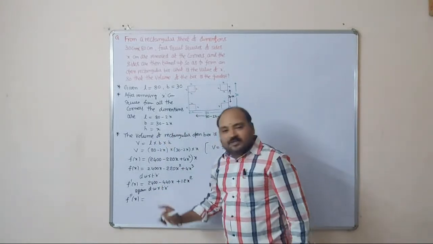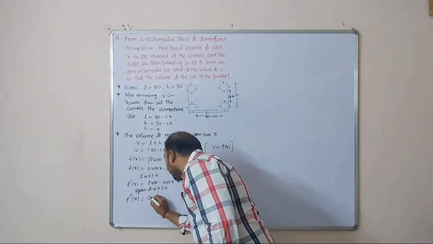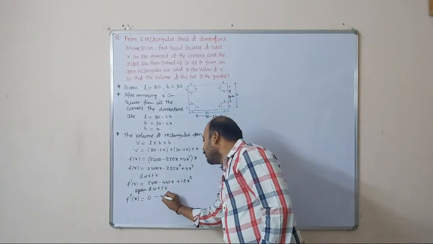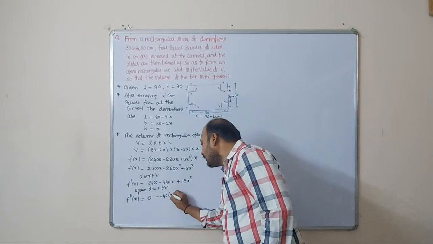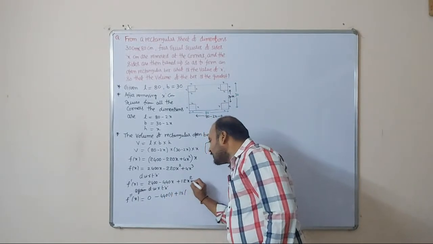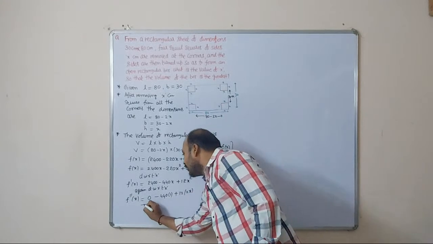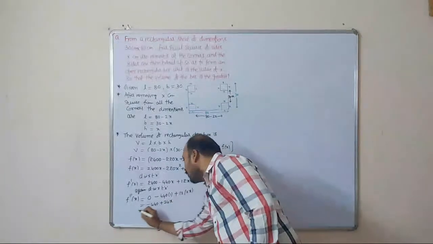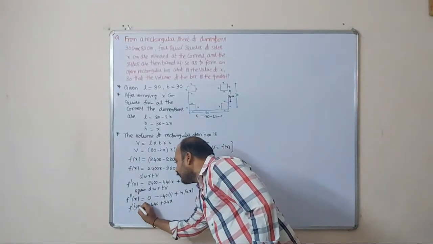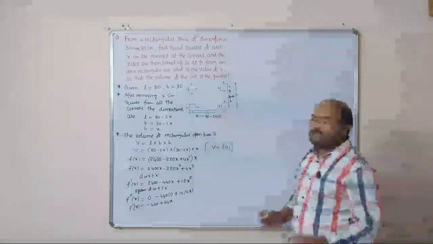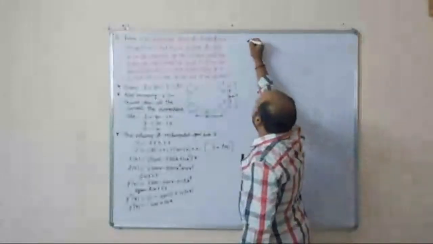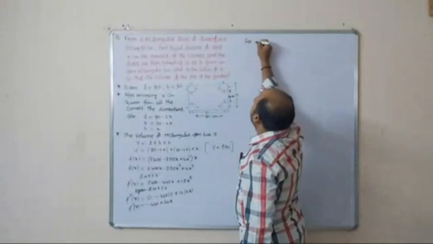D by dx of constant 2400 is 0, minus 440 we can take outside, x derivative is 1. So minus 440 into 1 plus 12 into d by dx of x square is 2x. So it will be minus 440 plus 24x. This is the value of f double dash of x. Till this step, if you write, you will get a minimum 3 to 4 marks out of 7. Now, for maxima or minima, this step is very, very important.